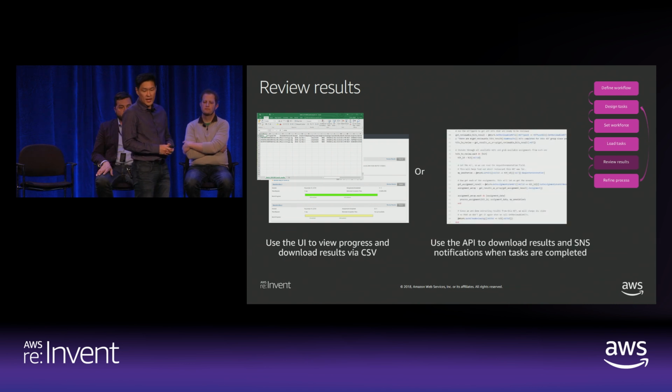You can also use the API to download the results. MTurk also supports SNS notifications. So when a HIT state has changed, you're able to trigger off of that. For instance, if all the assignments for a given HIT have been completed, it makes it easier for requesters to process those answers immediately and kick off another downstream workflow in real time, and not have to wait for the original batch to be done.